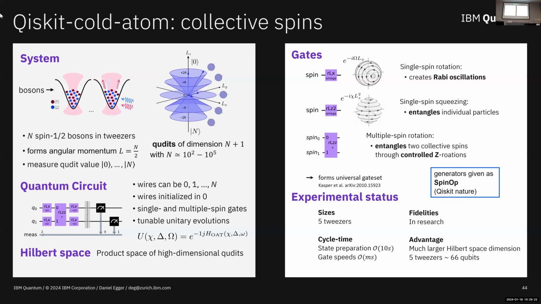Experimental status for this is that it has been demonstrated with up to around 5 tweezers. You can also use it, for instance, to do simulations of, for example, U(1) gauge theories.